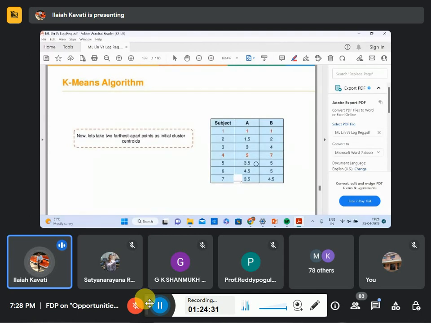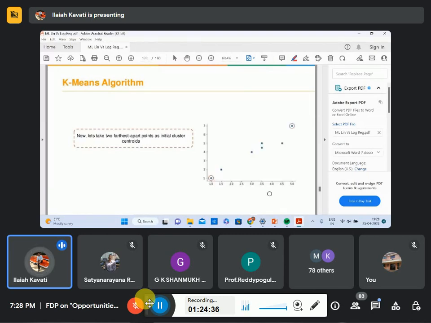If you plot these data points, for example 1 comma 1, 1.5 comma 2, like this are the plotted values. Now we randomly take 2 points, this one and this one, as the cluster centroids. The next step is to find the distance of each data point to these cluster centroids and assign each data point to the closest centroid. The red colored points are the randomly chosen centroids. Now the remaining points will be assigned to the closest centroid.